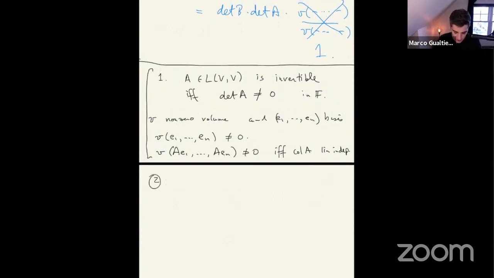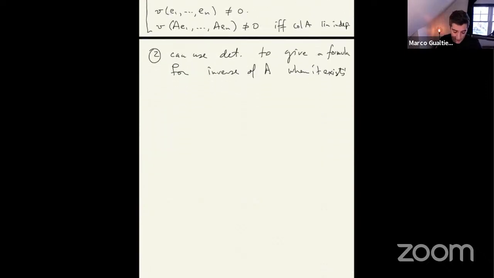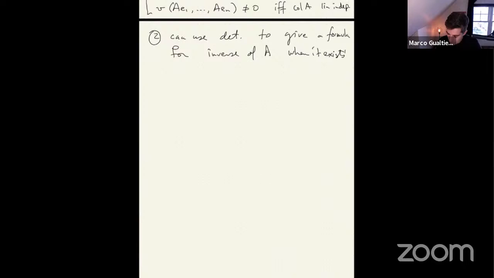The second thing is that we can use the determinant to give a formula for the inverse of A when it exists. Okay, and this is a very clever point.